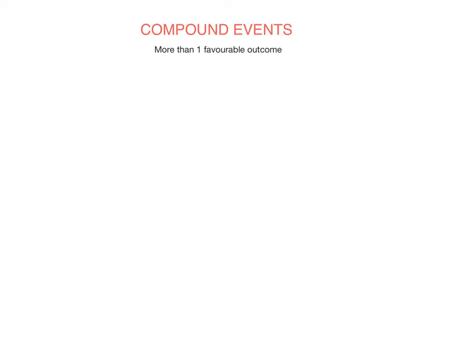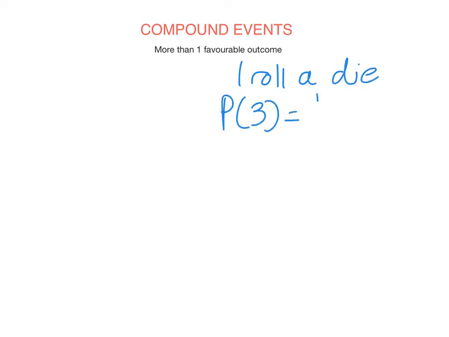Today we look at compound events. A compound event is one where there is more than one favourable outcome. When an event happens, we're interested in more than one thing at a time. For example, let's go back to the classic example of rolling a normal six-sided die. The probability I roll a 3 is just 1 over 6. That's not a compound event, it's a singular event. We're only interested in one thing, that a 3 happens.